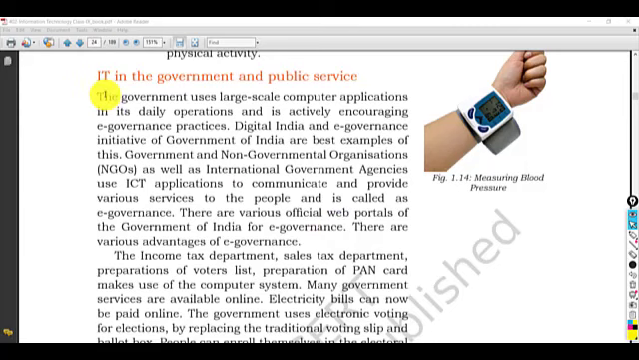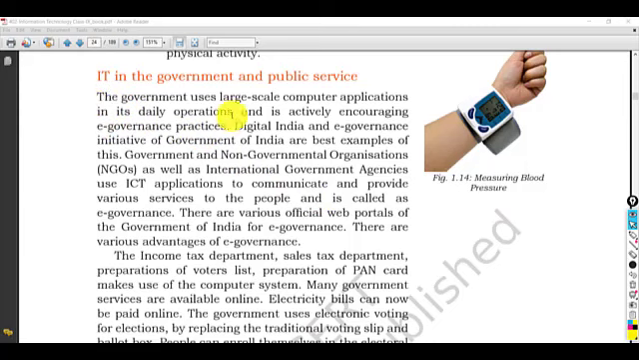Now, students, we see IT in government and public service. How is IT helpful in government and public services, how is it provided, and which applications are we using for the public services? Today, the government is also organized and provides facilities to the people with the help of IT applications. So now let's see its definition.